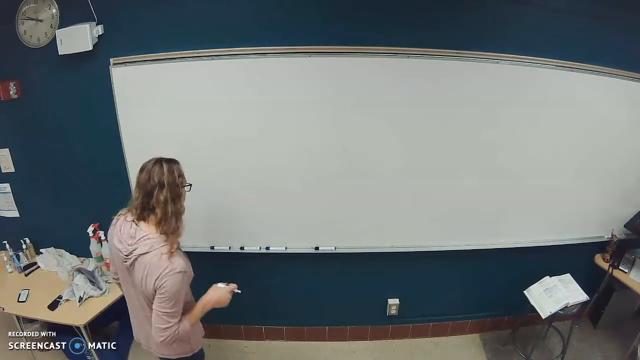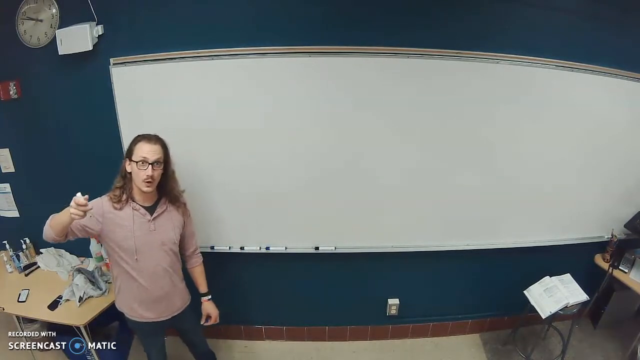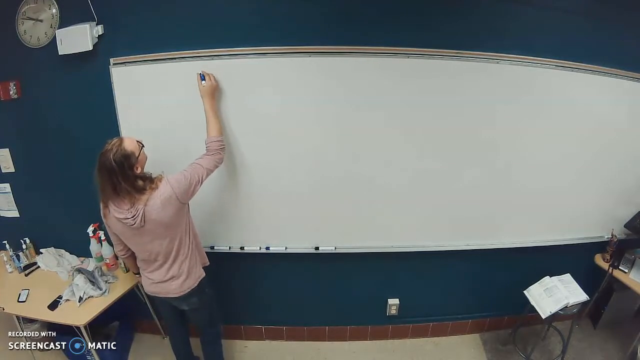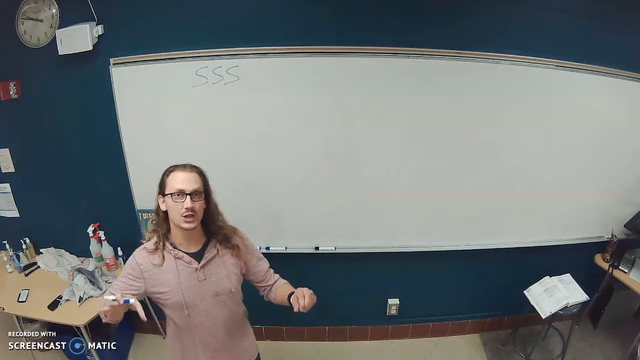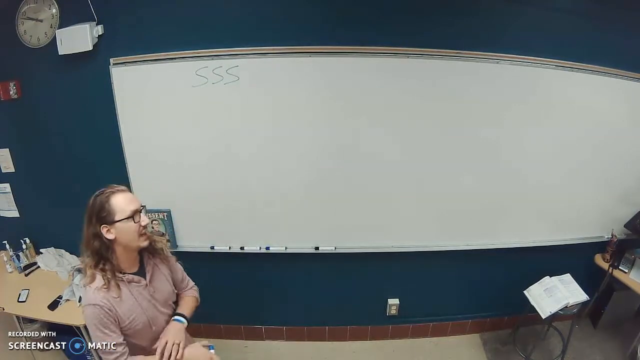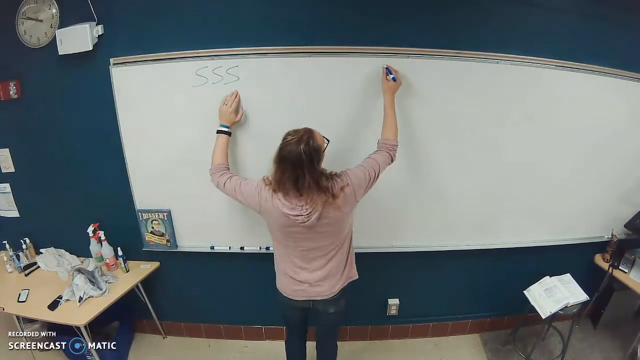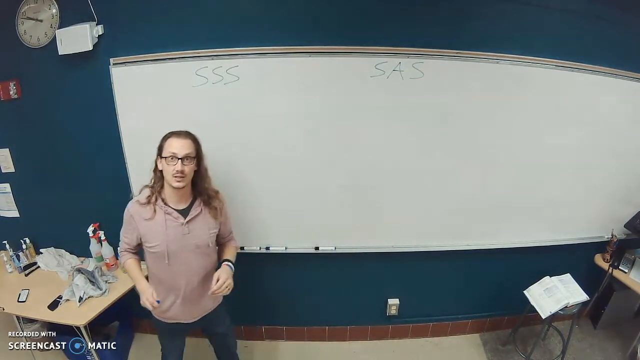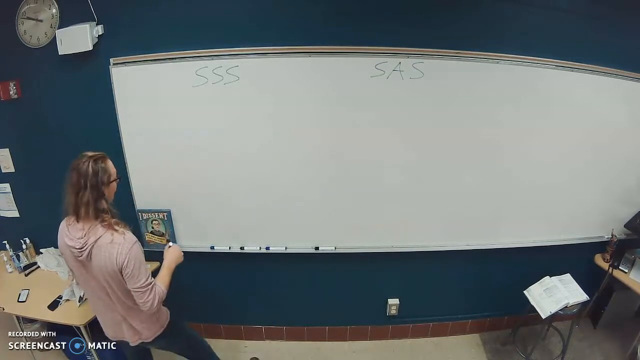So, looking at triangles, there are a handful of ways that we're going to be talking about to prove that. Today we're going to be talking about two of them. The first is side, side, side. And we're going to be referring to all of these by their letter abbreviations. And the second is side, angle, side, or SAS. Okay? So those are the two things we're working with today.